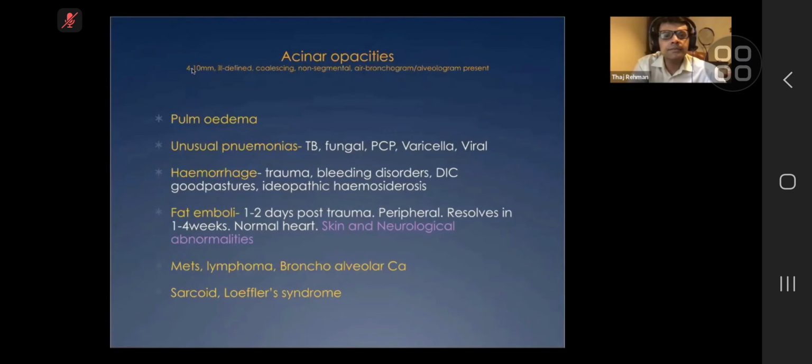So acinar opacities, 4 to 10 millimeter, ill-defined, coalescing, non-segmental, air bronchograms or air alveolograms may be present. Differentials are pulmonary edema, unusual pneumonias like TB, fungal, PCP, varicella, viral, pulmonary hemorrhage, trauma, bleeding disorders, DIC, Goodpasture syndrome, idiopathic hemosiderosis, fat embolism. Fat embolism usually happens 2 days after trauma. They're usually peripheral acinar opacities, and they resolve. Normal heart, skin and neurological abnormalities may be present. Metastasis, lymphoma, bronchoalveolar cell carcinoma, sarcoid, and low flow syndrome, which is usually a larger consolidation.